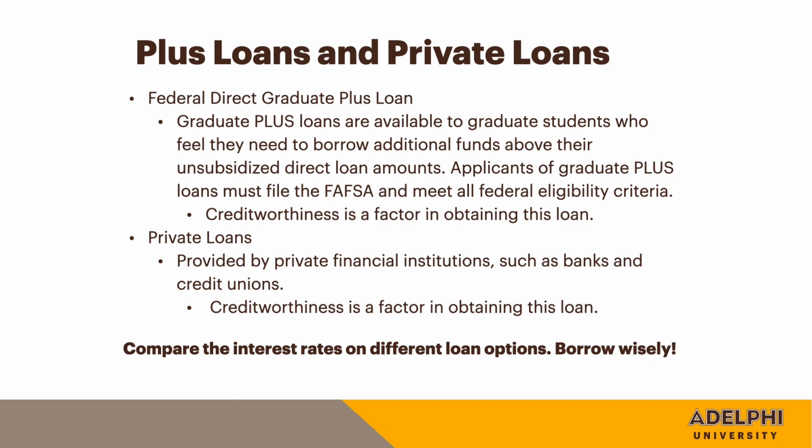Students also have the option to apply for a private student loan. These loans can come from a variety of lenders and also require a credit check. Repayment terms for Grad Plus and private loans can vary, and you can find more information regarding interest and repayment terms on studentaid.gov for the Plus loan and with the specific lender for any private loans.